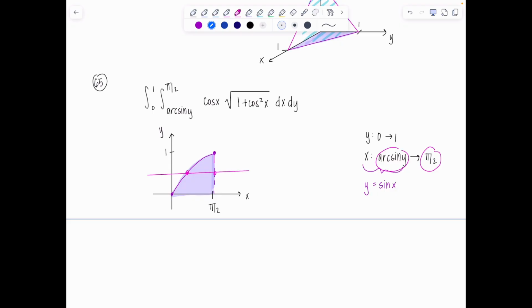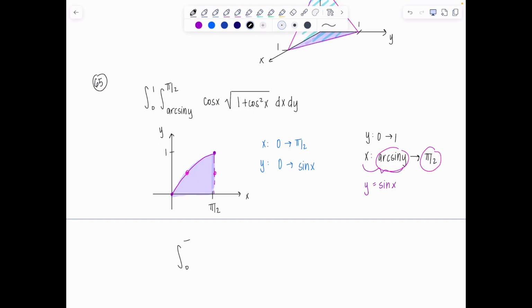Good? Okay. Now we're going to switch the order of integration. So I would want the limits for x to be constant. So the limits for x should go from 0 to pi over 2. And then the limits for y, 0 to sine x. Nice. Are we okay? And then that's all that changes. The integrand remains the same.